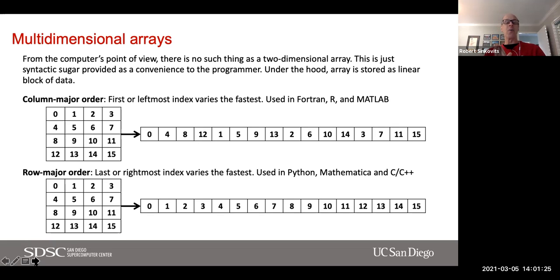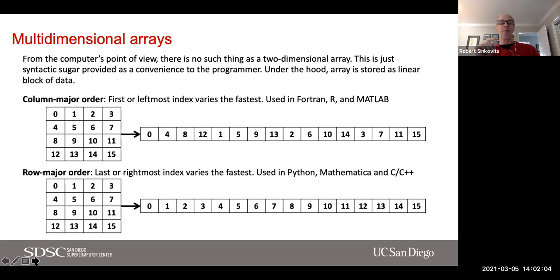And this is done in two ways. There's column major order and row major order. In column major order, the first or the leftmost index varies the fastest. This is a convention used in Fortran, R, and MATLAB. So let's say I have a 4x4 array loaded with values 0 through 15. If I'm working in Fortran, the way this is going to be laid out in memory is I'm going to go down the first column, then down the second, then down the third, then down the fourth. So if I look in memory, I'm going to see 0, 4, 8, 12, 1, 5, 9, 13, and so on.